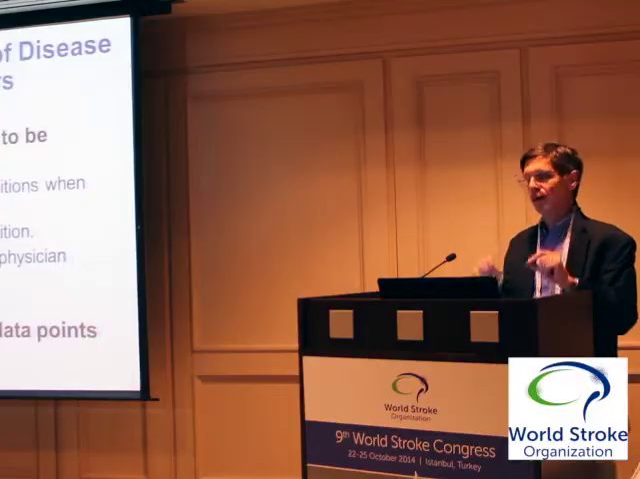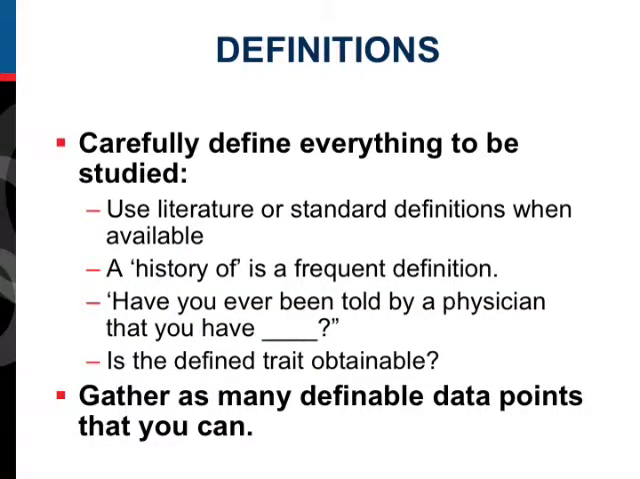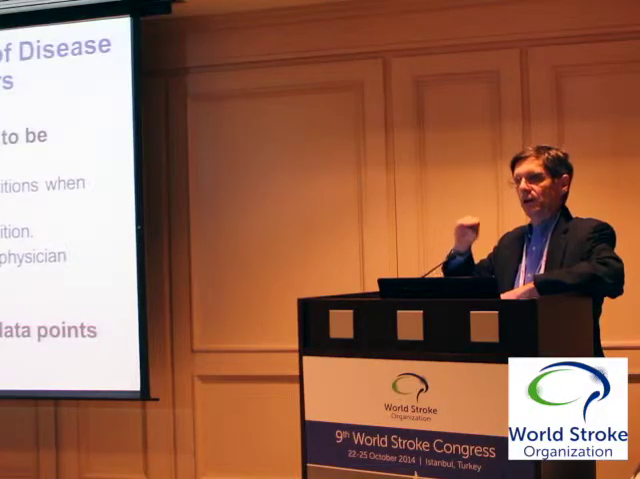First of all, you have to carefully define the disease. That's maybe the most important thing that you will do in any study. You use the literature and standard definitions, and you've got to be rigid, and sometimes you have to even grade it: definite case, probable case, possible case, not a case. And you gather as many definable data points as possible, but for each data point you're collecting, you again define very carefully how you're collecting it and what that data point means.